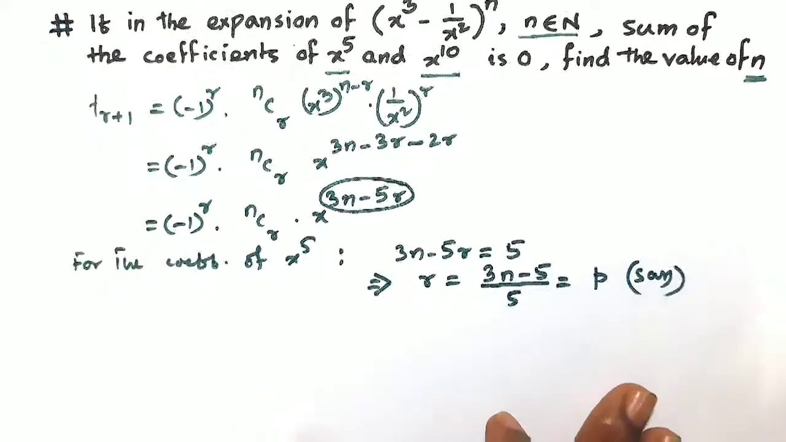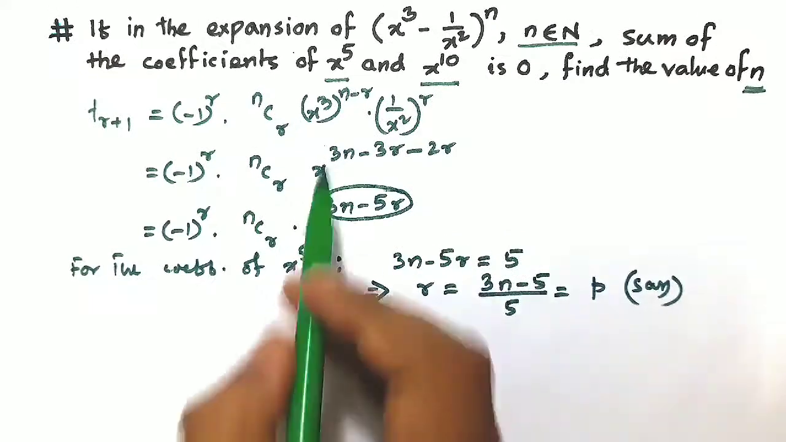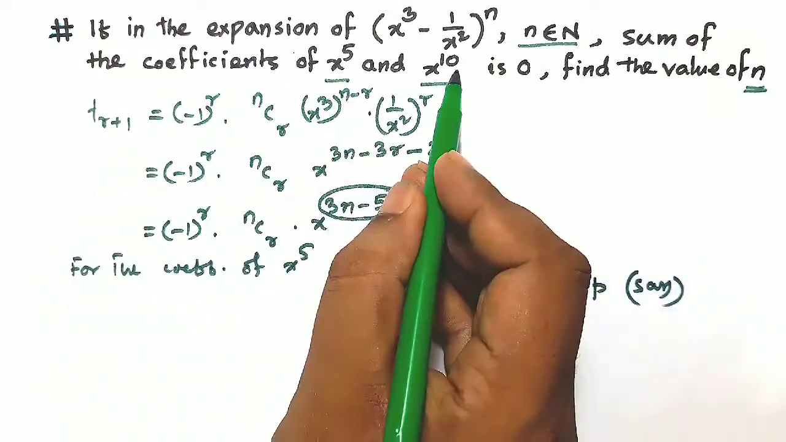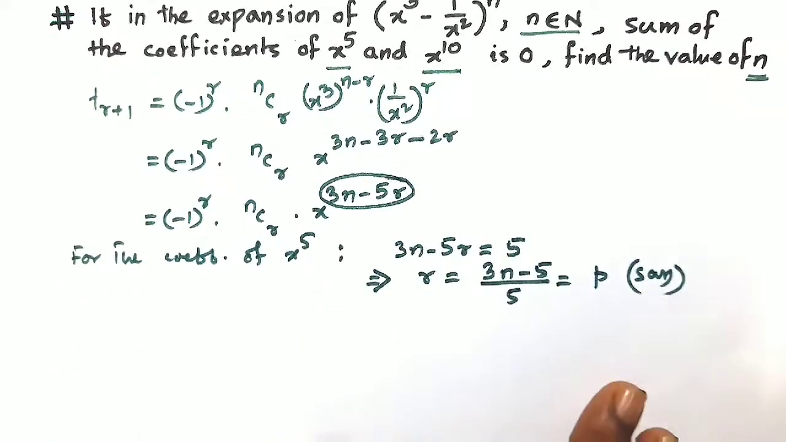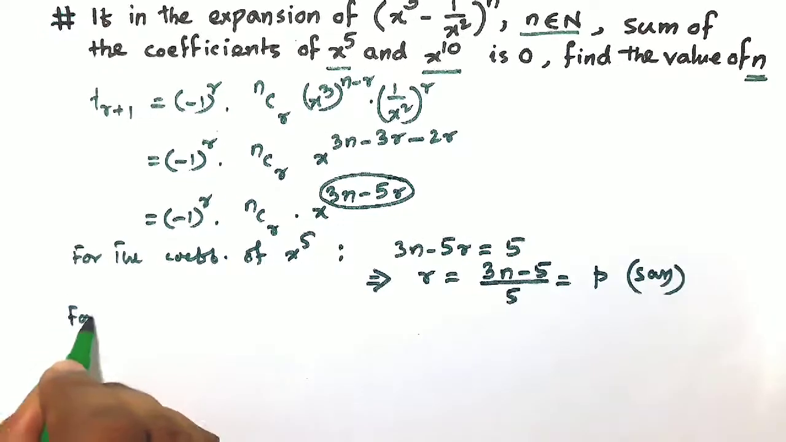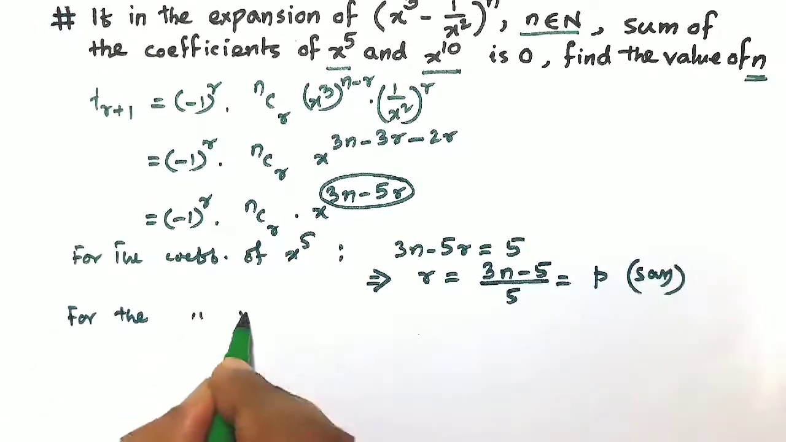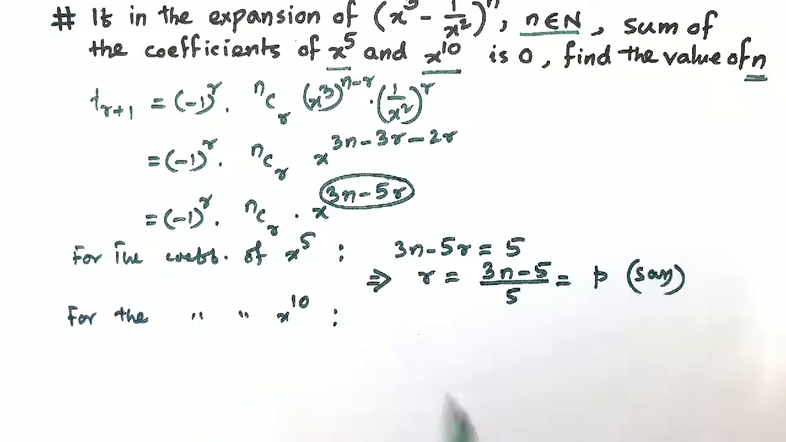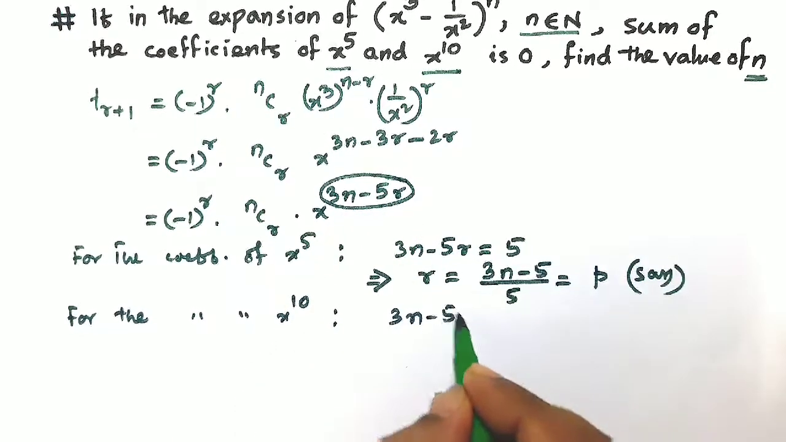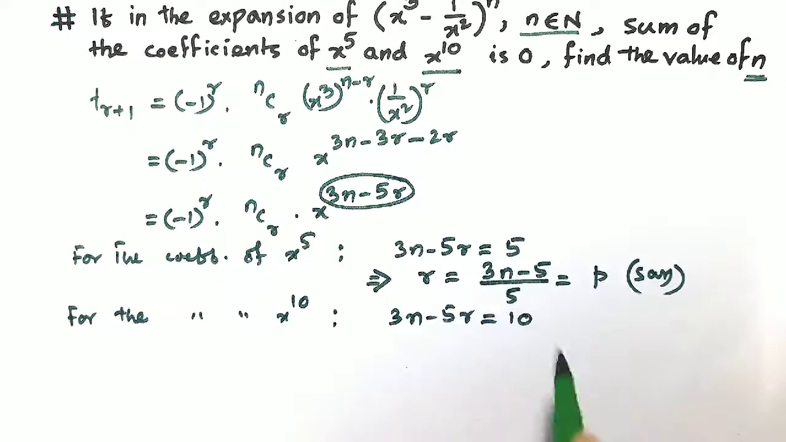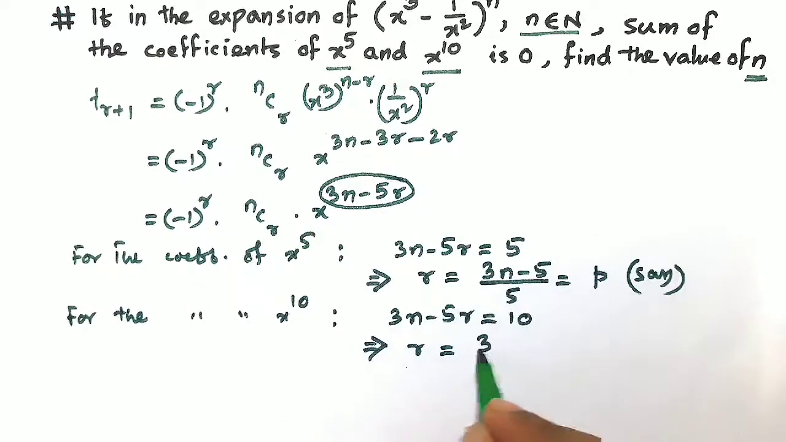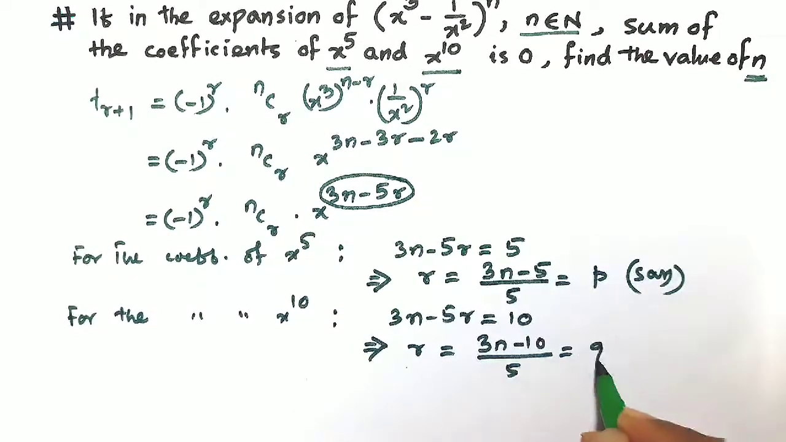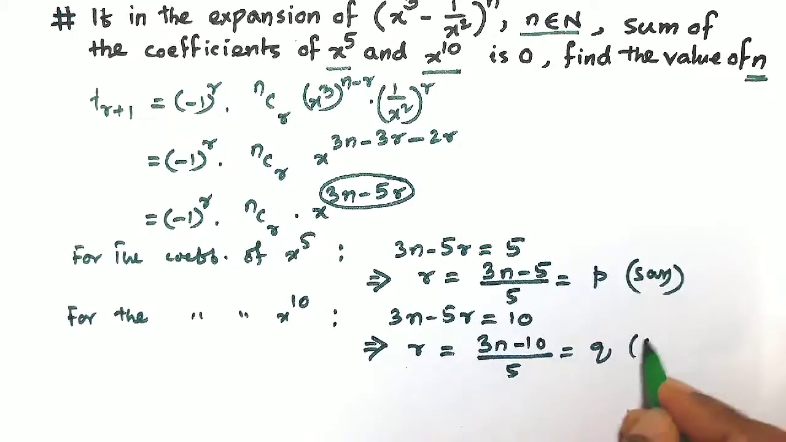On the other hand, for the coefficient of x to the power 10, because we need the coefficients of x to the power 5 and x to the power 10 respectively, so we write for the coefficient of x to the power 10, the index is 3n minus 5r, isn't it? So 3n minus 5r is equal to 10. So from here we are getting r is equal to (3n minus 10) upon 5. Again we consider it as another variable, so q.